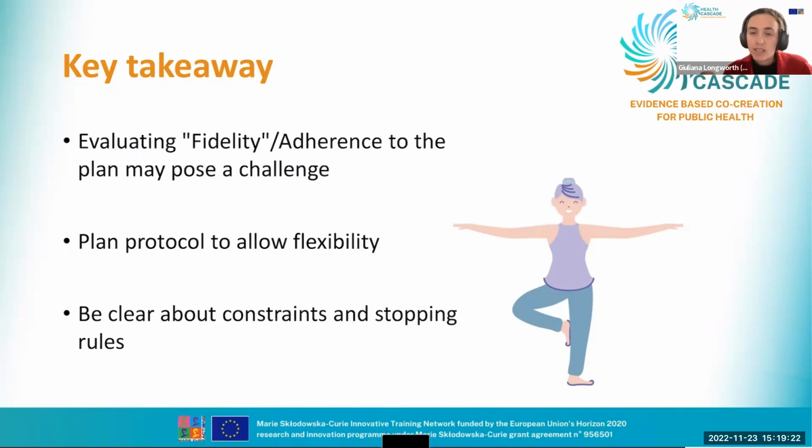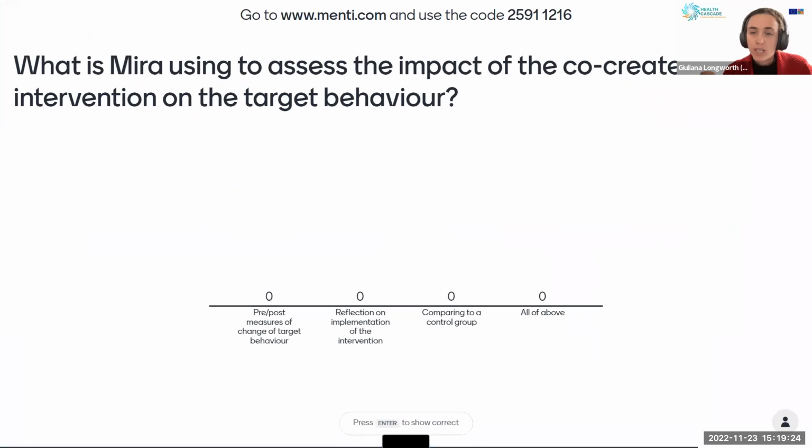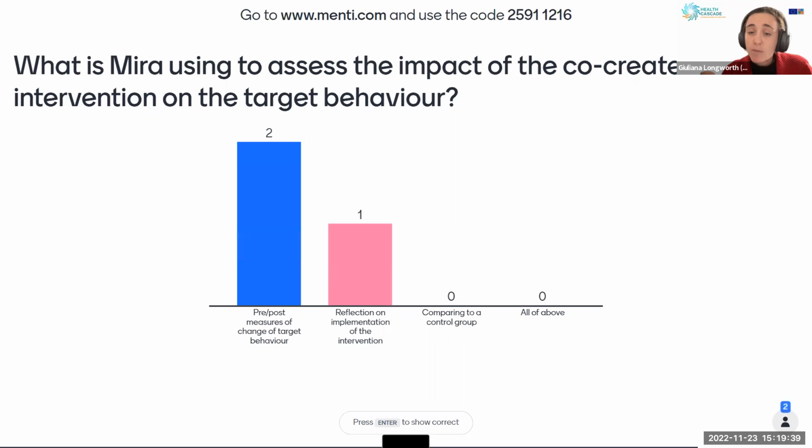So moving on to the next question, we're looking now into impact evaluation. So we're asking, what is Mira using to assess the impact of the co-created intervention on the target behavior? So how is she assessing impact? Is she doing it via pre-post measures of change of target behavior, through reflection on implementation of the intervention, comparing to a control group, or all of the above?